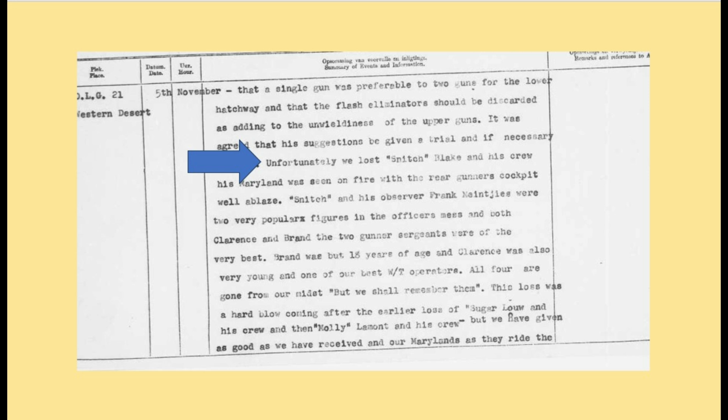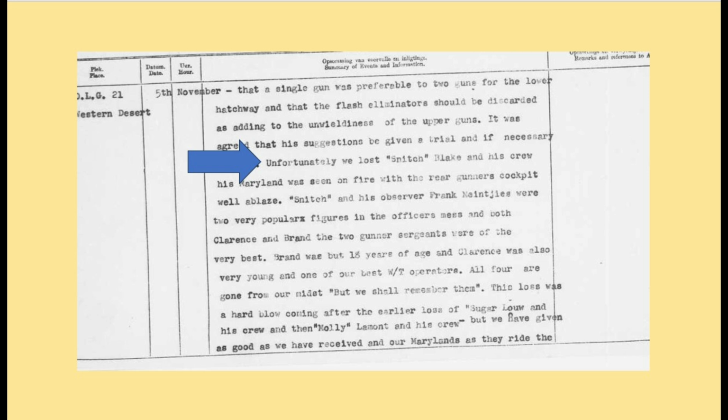Unfortunately, we have lost Snitch Blake and his crew. His Maryland was seen on fire with the rear gunner's cockpit well ablaze. Snitch and his observer, Frank Meintjes, were very popular figures in the officers' mess, and both Clarence and Brunt, the two gunnery sergeants, were the very best. Brunt was but 18 years of age, and Clarence was also very young. In fact, he was 26, and one of our best WT operators. All four were gone from our midst, but we shall remember them.